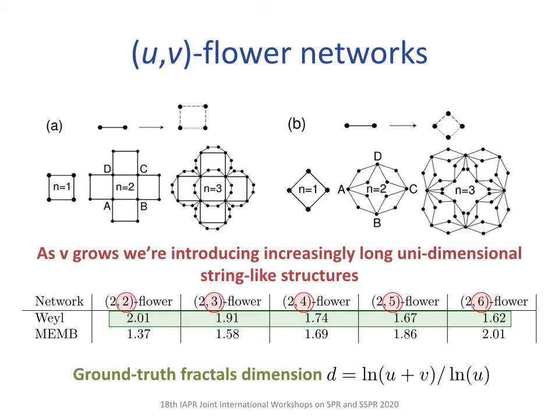Our method instead estimates the decreasing value of the dimension as V increases, but this shouldn't be surprising because we notice that for high values of V, we have this increasing presence of long unidimensional string-like structures in the graph, which basically end up dominating the value of the manifold dimension. Indeed, as we said already, these are fractal, not manifold graphs.